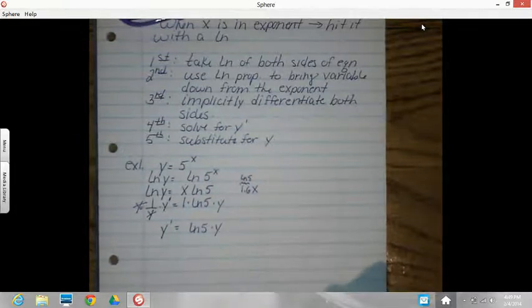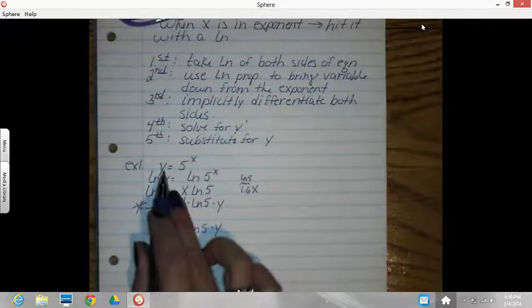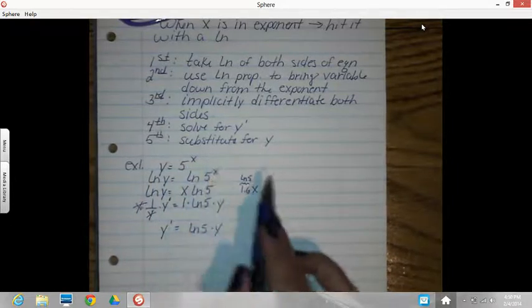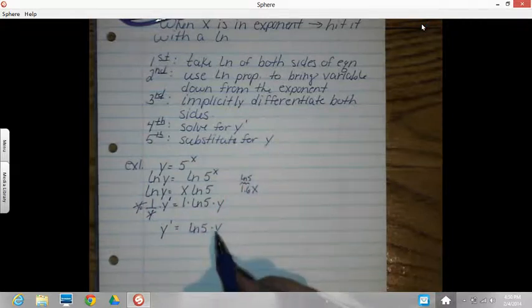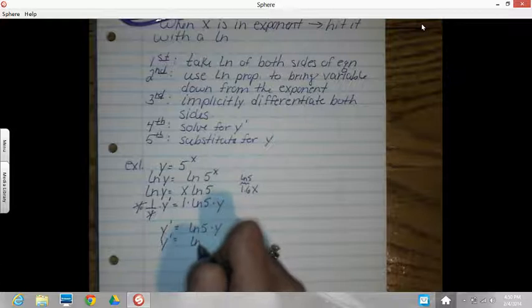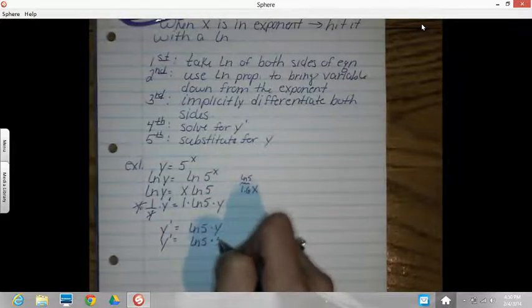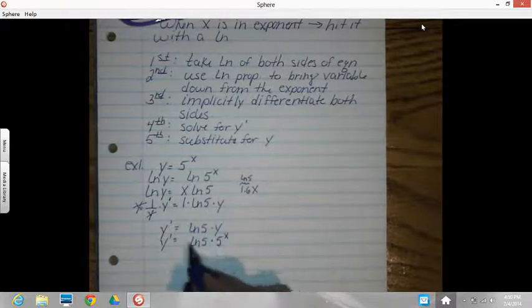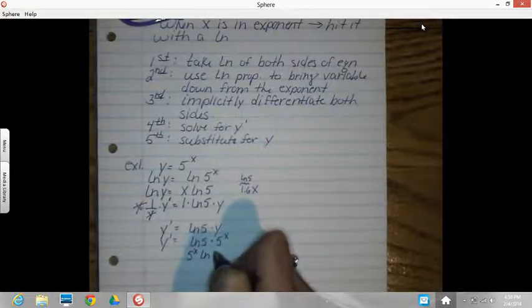Okay, I solve for y prime. Now I want a derivative in terms of x, not in terms of y. Well, I know what y equals. I started out with y equals 5 to the x. So this is that step 5 where it says substitute for y. You want your derivative back in terms of x. So the derivative would equal the natural log of 5 times 5 to the x. Or the order might be switched, 5 to the x times natural log of 5. The order doesn't matter there.